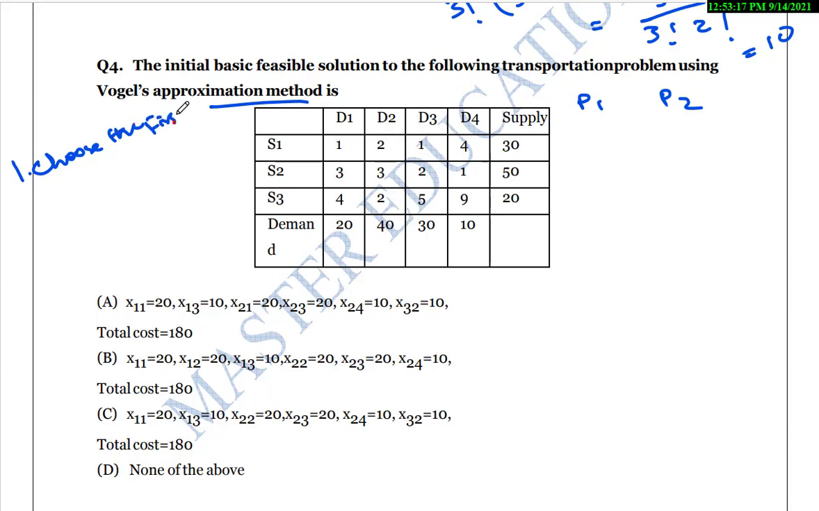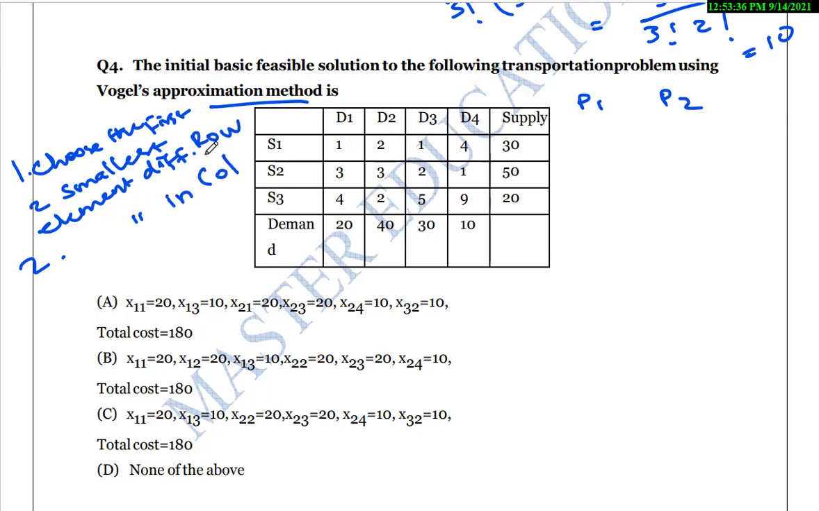first 2 smallest elements in a row and take the difference, and then similarly choose the first 2 smallest elements in the column. First we find the difference for rows, then for columns. That is called a penalty.